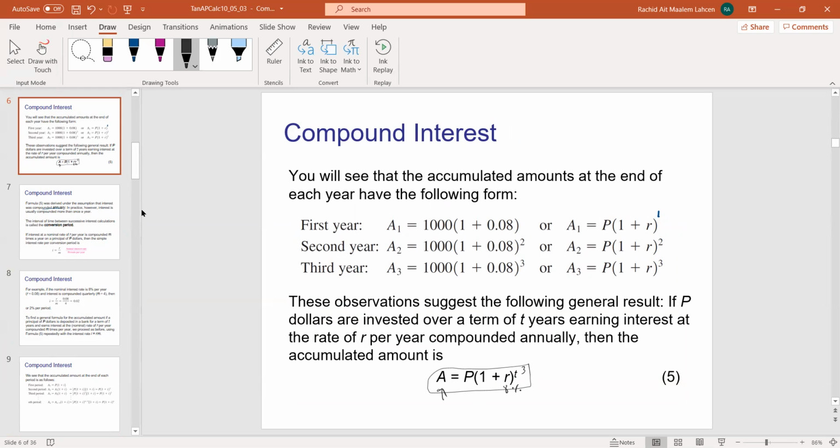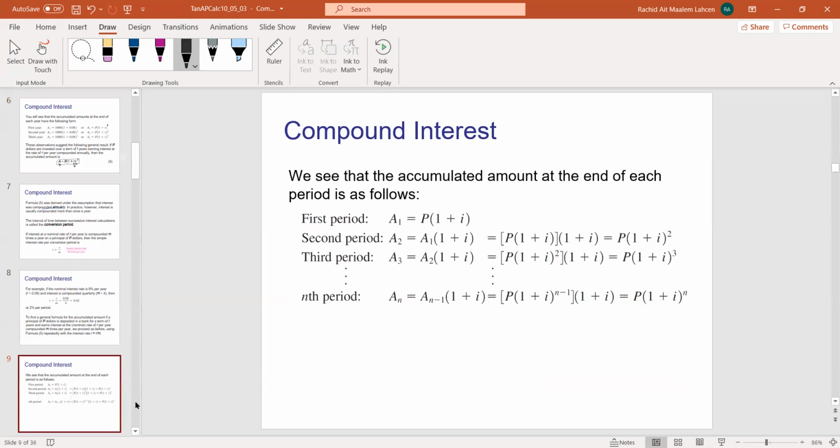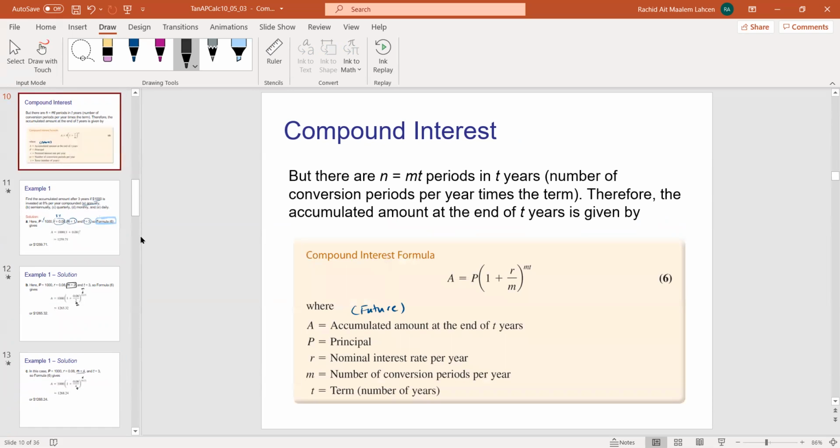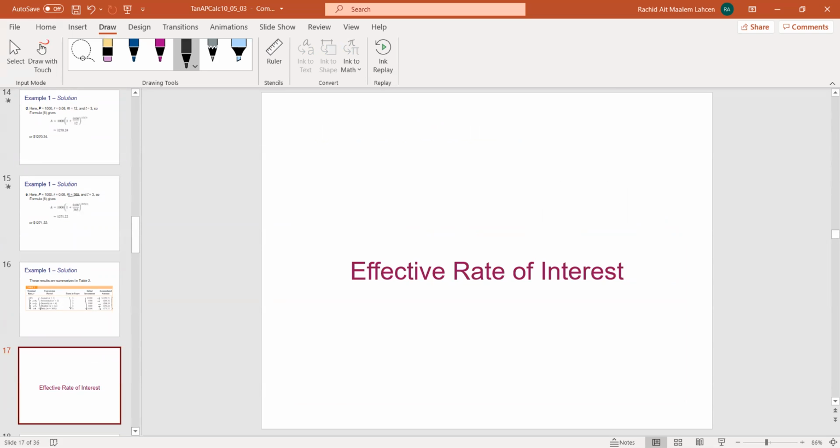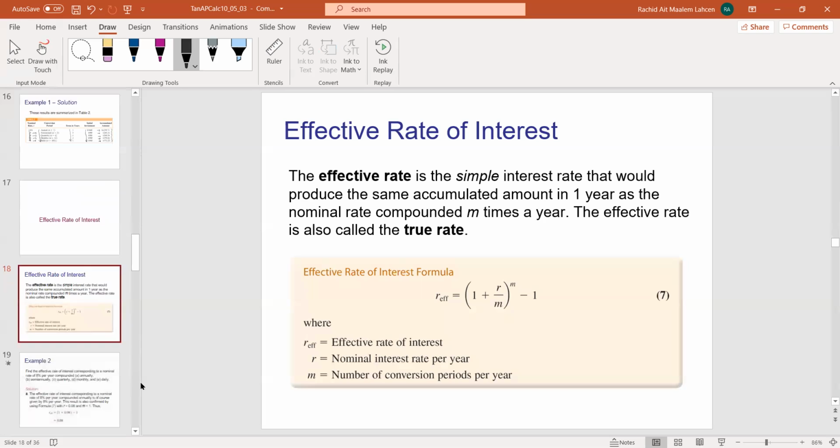So if this is not compounded annually, it's compounded different times, but you still want to use the same formula, what is the R? What is the true R? And that's going to be the effective thing. So that's what's happening next. Effective rate of interest. This effective rate of interest is the simple interest rate that would produce the same accumulated amount in 1 year as the nominal rate compounded m times a year. The effective rate is also called the true rate.